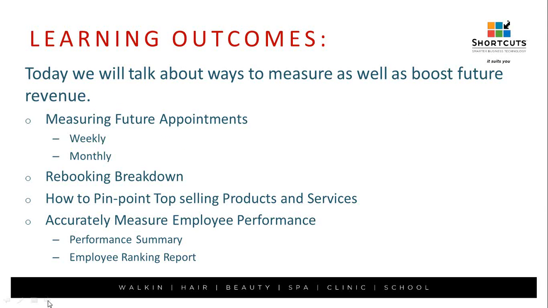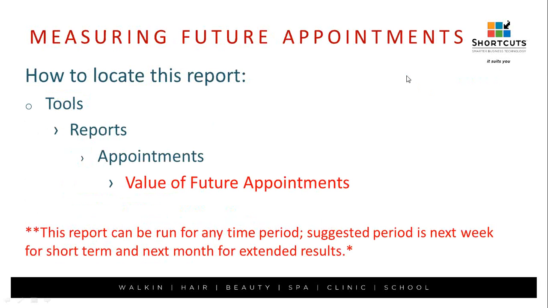So the first one that we're going to look at is our future appointments. To locate our future appointment report, in Shortcuts we would go to Tools, Reports, under Appointments, and then we've got a value of future appointments. This report can be run for any period. The suggested period is short term, i.e. next week, but you can look at it for next month for extended results.